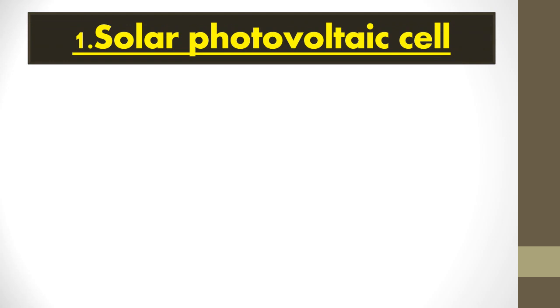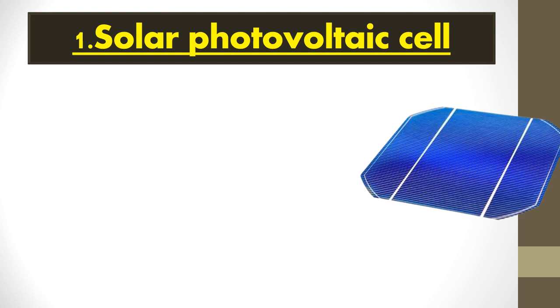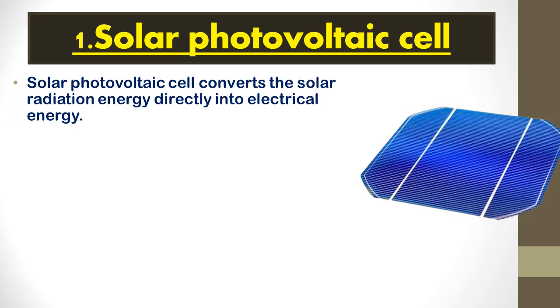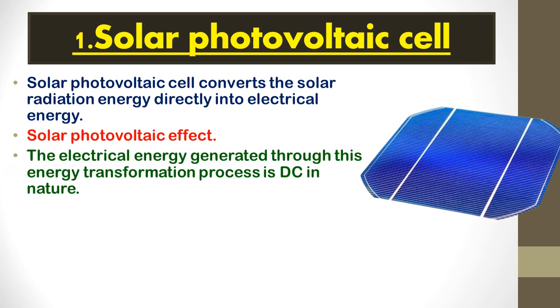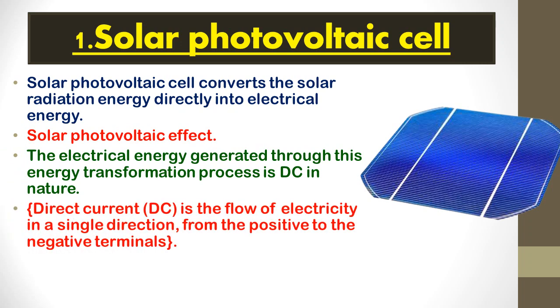All right, so the first method is by using a solar photovoltaic cell. You can observe the image of a solar photovoltaic cell, and it converts solar radiation energy directly into electrical energy without a turbine generator system. This is called the solar photovoltaic effect, and the electrical energy generated through this energy transformation process is DC in nature. Now what does DC mean? DC or direct current is a flow of electricity, or charges or electrons, in a single direction from the positive terminal to the negative terminal.